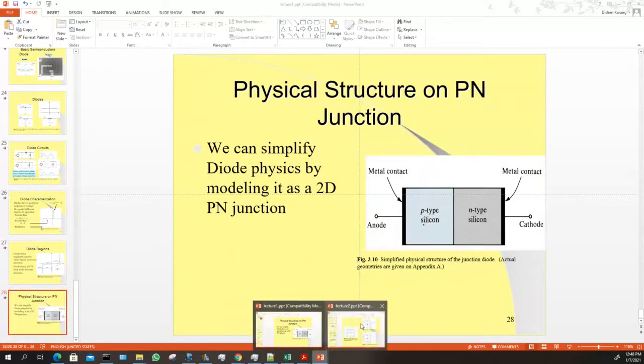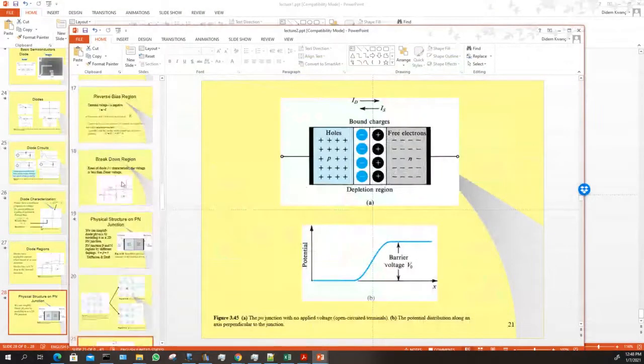Okay, so that's the physical structure of the PN diode. Anything else that was fun here?